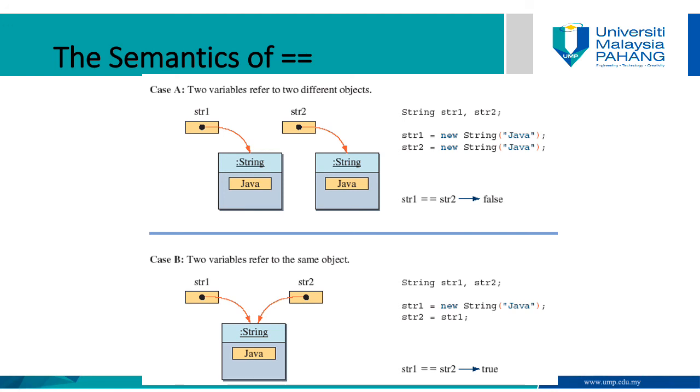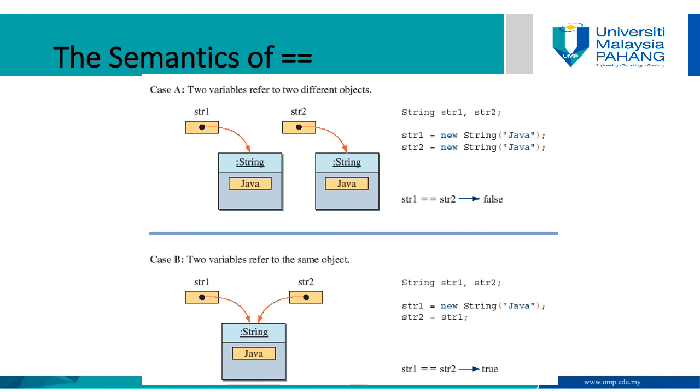Alright, so we are going to define which ones are true and which ones are false. Let's look at case A first. In case A, we define string str1, str2. str1 is equal to new String("Java"), str2 is equal to new String("Java"). And then we write str1 == str2.